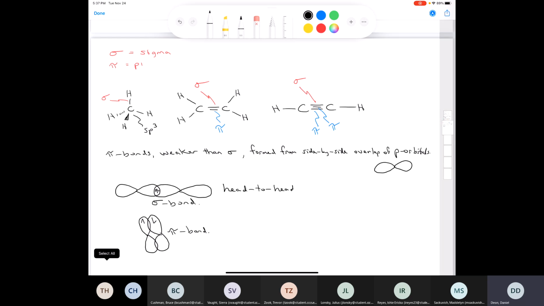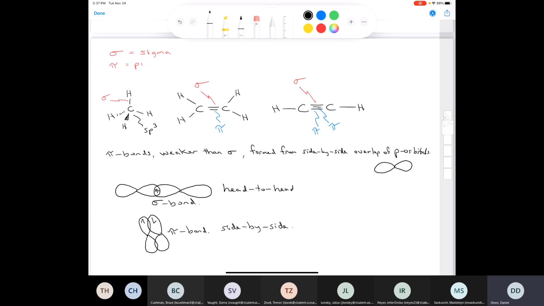Now, it's not intuitive. It looks like the side to side overlaps here and overlaps there, and you're like, come on, man, shouldn't it be stronger? No, it's not. It's not as efficient. It's not intuitive just by looking at the pictures, but side-to-side overlap is weaker, and that's how pi bonds are formed. So we have head-to-head overlap of orbitals that forms sigma bonds, and side-by-side overlap of p orbitals, which are unhybridized.